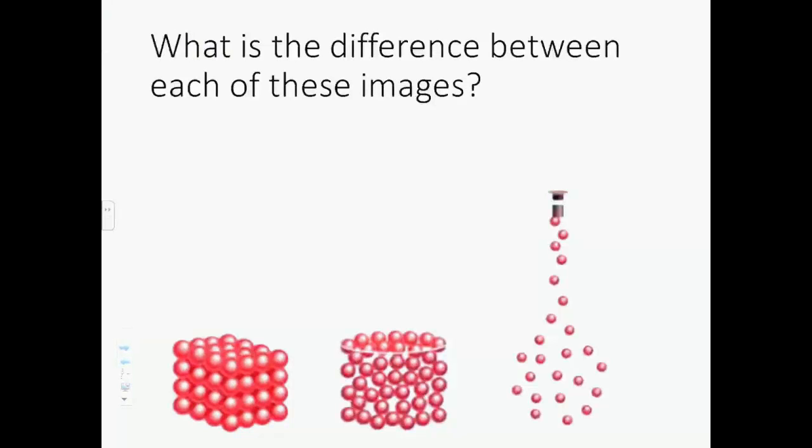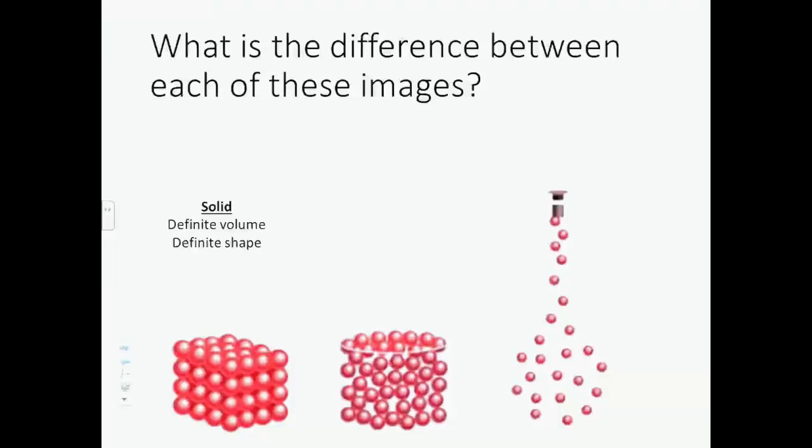We have a cube of something, we have a beaker filled with something, and we have a volumetric flask that is capped. All right, so what are these images? Well, solid, liquid, and gases. So the first example is a solid. Notice it has a definite volume and a definite shape.